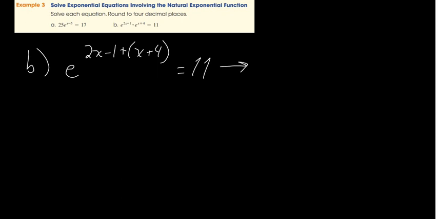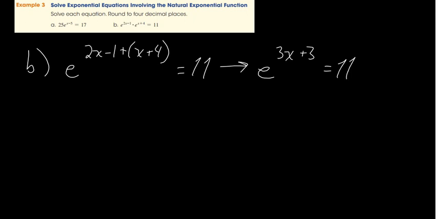And then continuing over here, we can combine like terms. So we're going to end up with e to the, looks like the 2x and the x combined, so it turns to a 3x. And then the negative 1 and 4 combined to get a plus 3. That's going to be equal to 11.